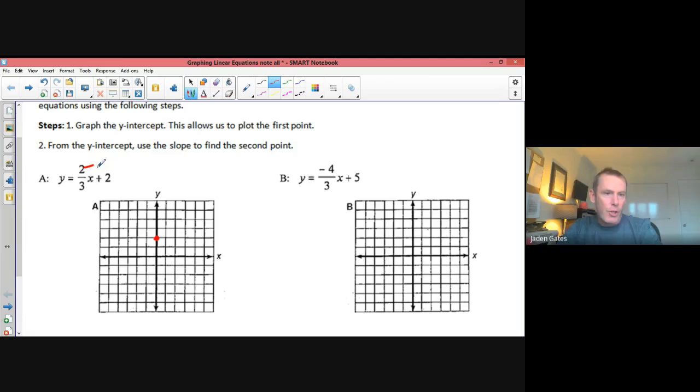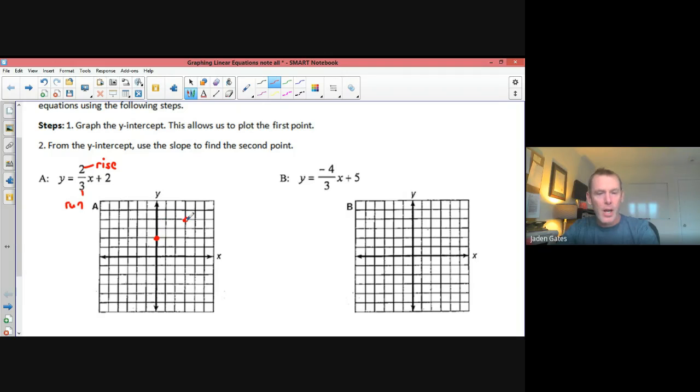Now, the 2 on the top of our slope, that is our rise, and the 3 means our run. And because the rise is 2, that means we're going to have to go up 2, and then the run is 3, and it's positive, we're going to go right 3. All right, so the slope, I've said this a bunch of times, the slope is the pattern of the line. All right, so from the y-intercept, I go up 2, right 3.